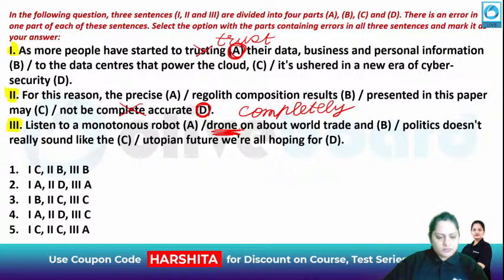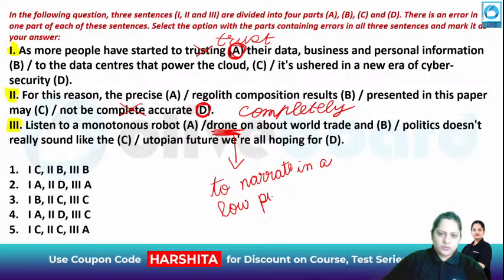Okay. Acha, more or many in Part A, first sentence, Jyotish is asking. Part A, first sentence: more people is correct. As more people have started, in a comparison sense, we are saying compared to the previous numbers, more have joined in, more have started to trust data. Now guys, first understand, drone on is a phrase which means to narrate something in a low pitched voice.